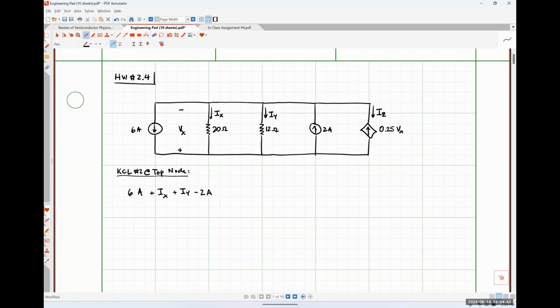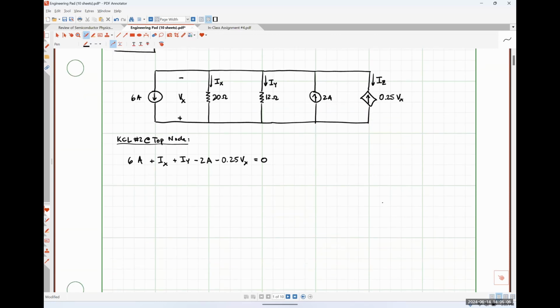So I know that ultimately I'm going to wind up having to write an equation only in terms of Vx. So I'm going to go ahead and introduce Vx into this equation. So I'm going to choose to express that rightmost current as 0.25 Vx, like so. And I'm going to set this equal to 0. So there's my first equation.